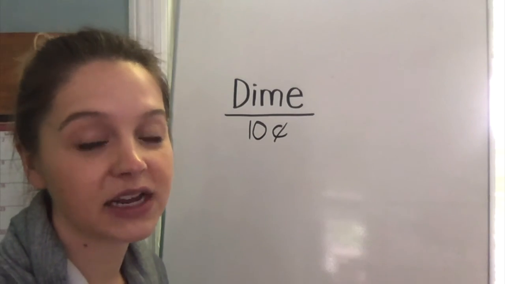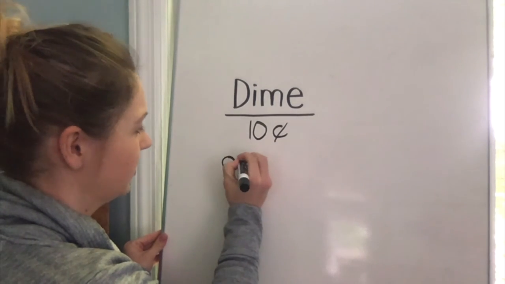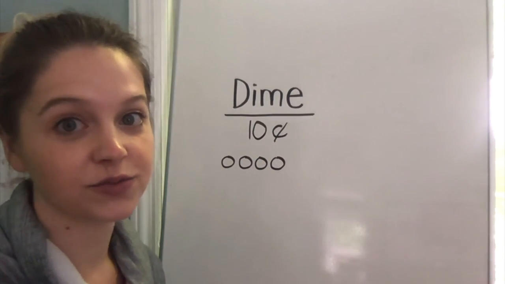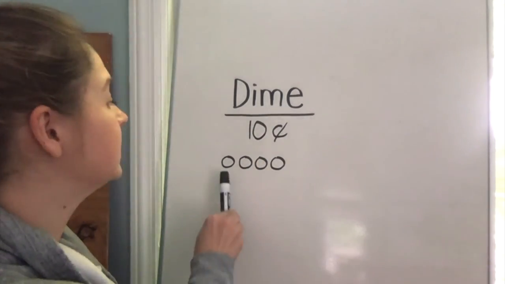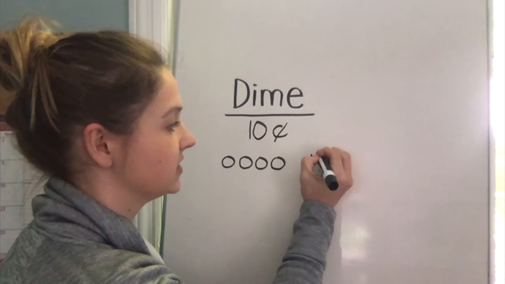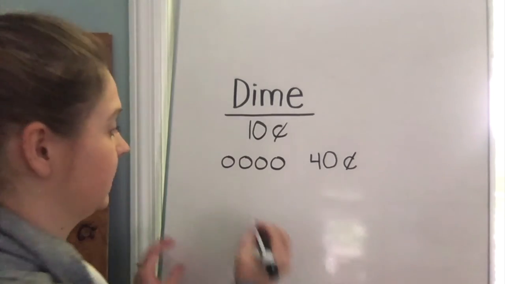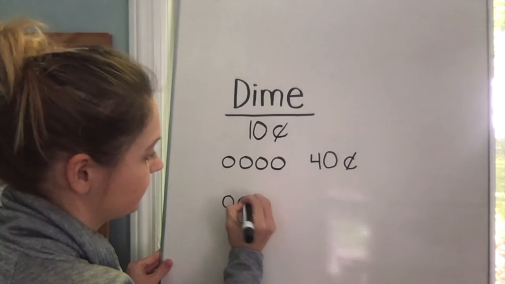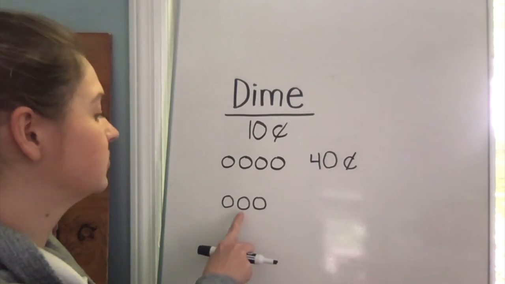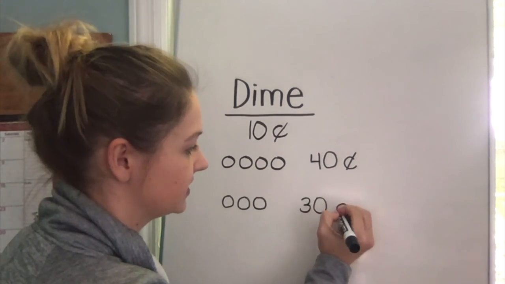Let's do a couple of examples together. If I wanted to count this group of dimes, and I'm going to draw smaller circles today so they look more like dimes, I would count them like this: 10, 20, 30, 40. This group has 40 cents. If I wanted to count this group of dimes, I could count them by tens like this: 10, 20, 30. This group has 30 cents.